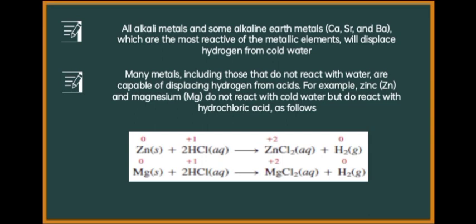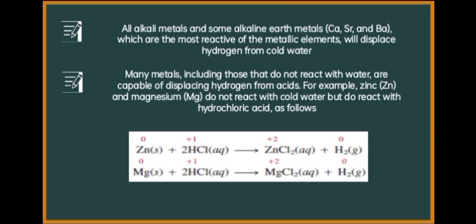For example, zinc and magnesium do not react with cold water but do react with hydrochloric acid. As you can see in the figure shown below, the zinc is a reactant which is present to the left of the reaction arrow. Now, this chemical equation describes a redox reaction. Here, zinc metal is being oxidized to zinc cations. On the other hand, hydrogen is being reduced from hydrogen ions to hydrogen gas.